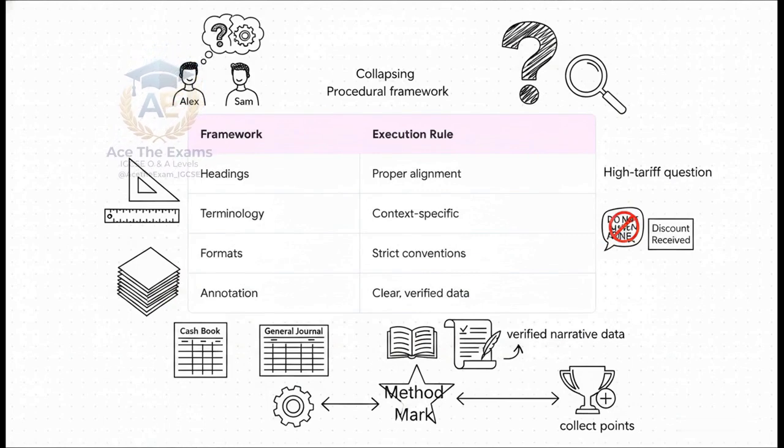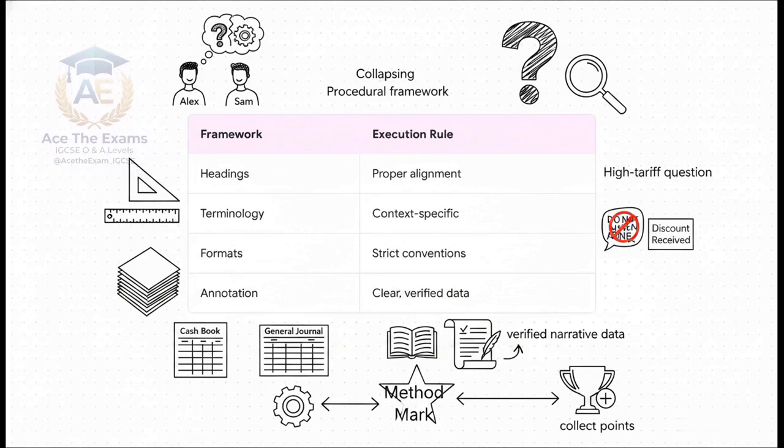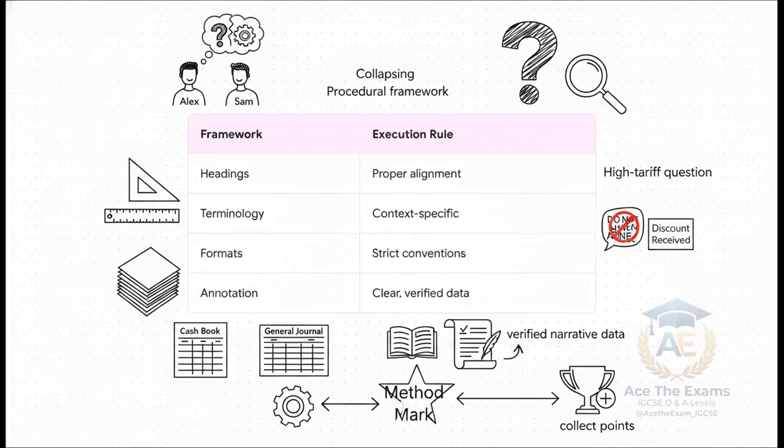The crucial point here, and you really need to write this down, is that the presentation of information in books of prime entry follows strict, uncompromising conventions. Let's emphasize these 4 distinct pillars on the screen right now. First up, headings. Proper alignment and usage aren't just there to make your paper look pretty, they are structurally required by the mark scheme. Second, terminology. You absolutely cannot use vague, everyday words. You need context-specific application. For example, knowing the exact difference between discount allowed and discount received and applying them perfectly.